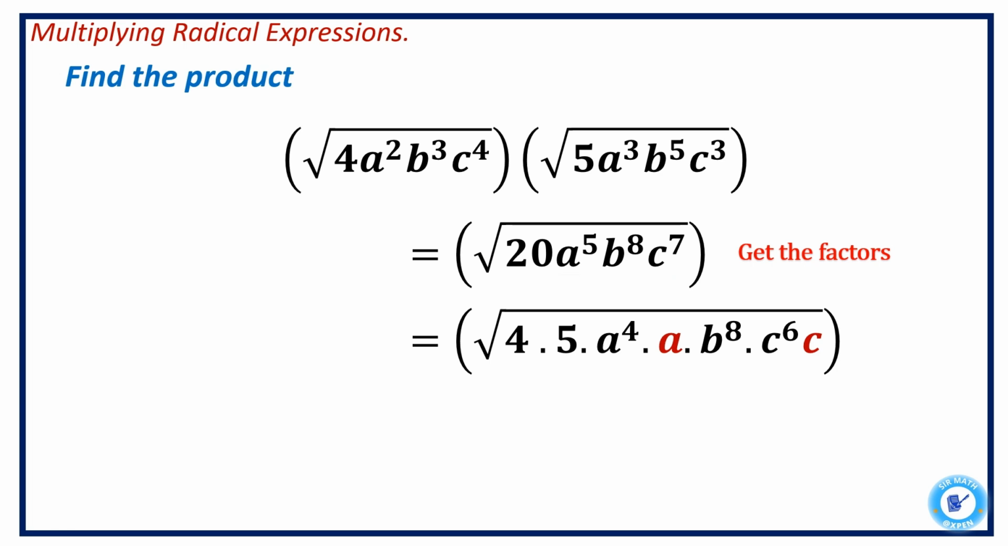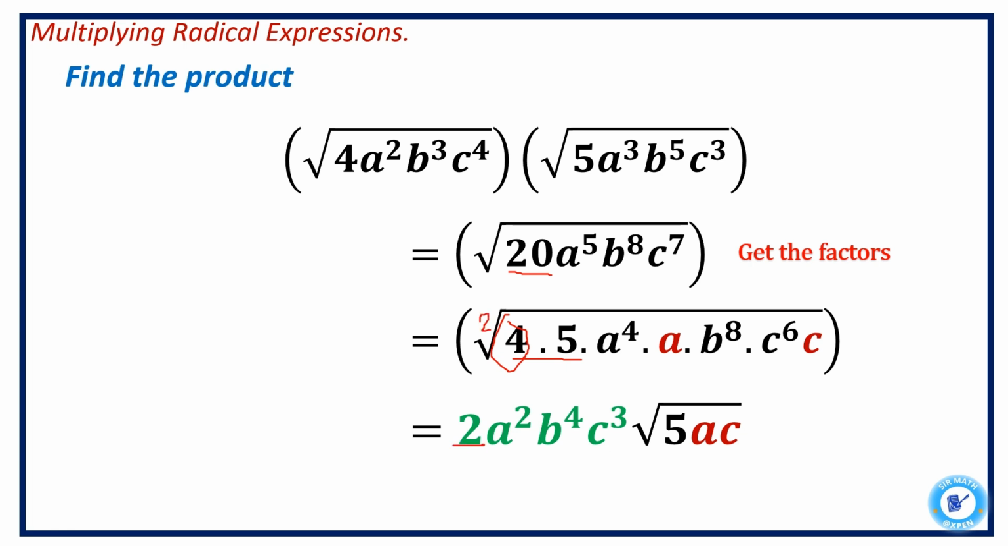And how does it come about? So simply, remember that 20 is equivalent to 4 times 5. And if you try to find the square root of 4, that's equal to 2. Then, let's consider that the index is 2. To find for a, let's simply divide 4 by 2, that's equal to 2. Bring down a. For your b, since 8 is divisible by 2, just divide. 8 divided by 2, that's equal to 4.